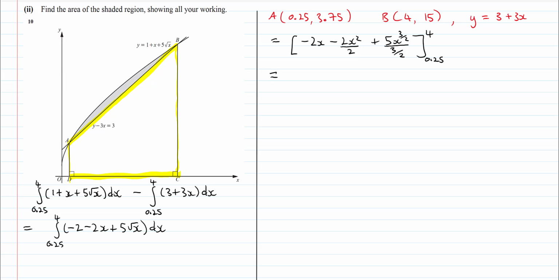So we'll just tidy that up a little bit. So we're going to get minus x squared, and then plus, well, for this term here, this 5 times x to the power of 3 over 2 over 3 over 2, if we times the numerator and denominator by 2, we'll cancel out that 2 there in the denominator. So then we're going to get 10 times x to the power of 3 over 2 over 3. And we'll put our limits in there, going from 0.25 up to 4.